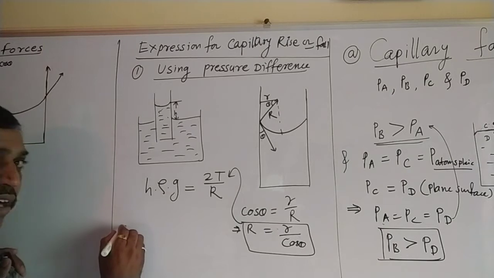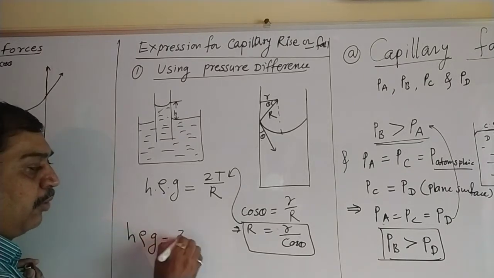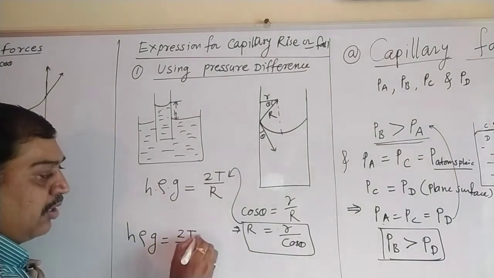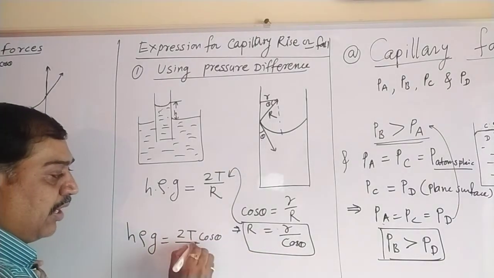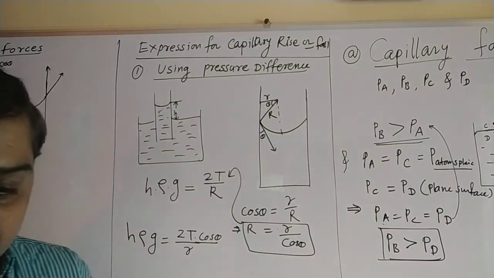So we can write here h rho g equal to 2T divided by capital R. So it becomes small r here, cos theta goes up. So we get this equation: twice T, 2T cos theta divided by R.